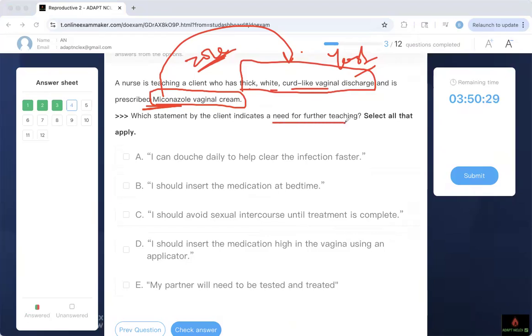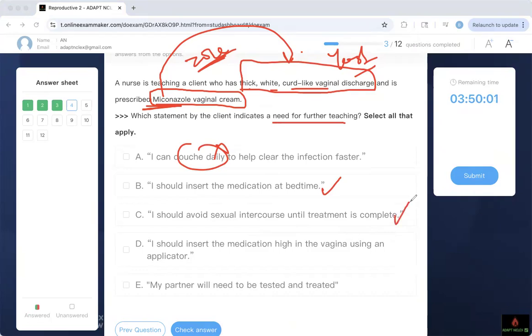Need further teaching. That's another key phrase. Now pick your answer. I know you already picked your answer. Douching is wrong. Need further teaching. I should insert the medication at bedtime. Yeah, you want the longer exposure, so bedtime is the best way to give the medication. I should avoid sexual intercourse until treatment is complete. Yes, because it causes irritation, so you should avoid sexual intercourse.